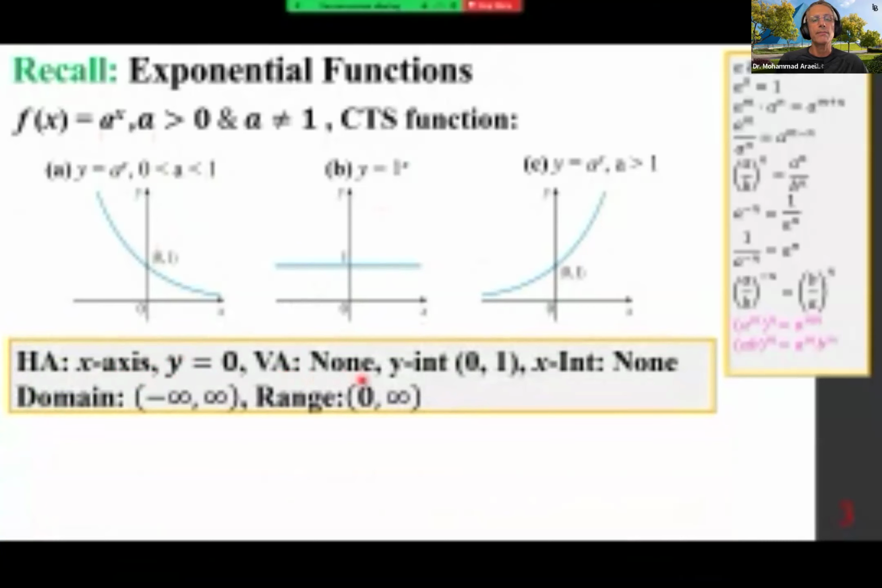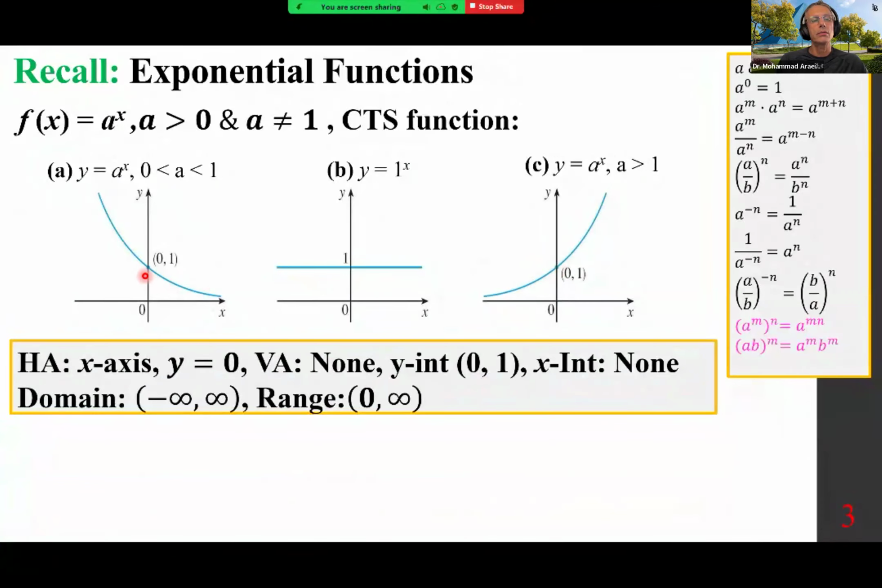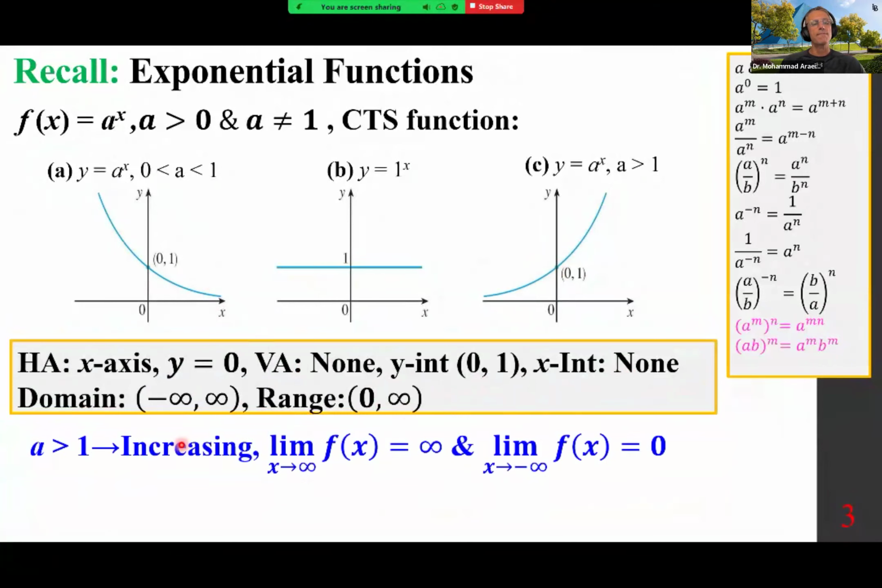There is no vertical asymptote, but there is a horizontal asymptote. Y-intercept is located at 0, 1. X-intercept is none. Domain is all real numbers. Range is from 0 to infinity.